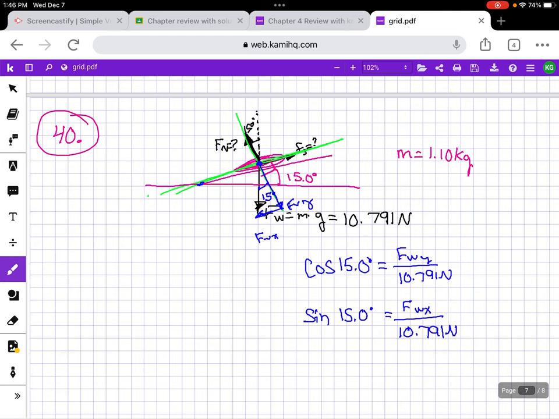So that means that I get a force weight in the Y of cosine 15 times 10.791. I think you're going to hear my cat vomiting in a second. Fabulous.